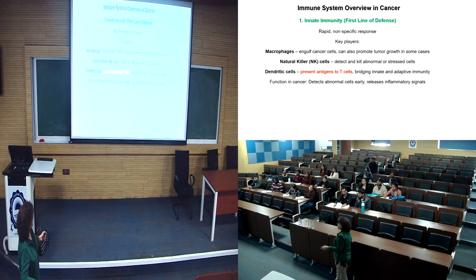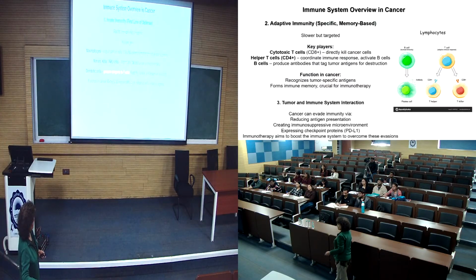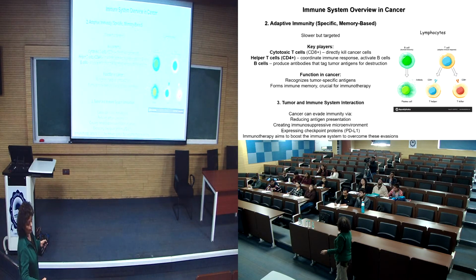Okay? So innate immunity is the first line of defense: macrophages, natural killer cells, dendritic cells, because they present antigens to T cells. They detect abnormal cells and they immediately respond. Now, adaptive immunity: cytotoxic T cells, helper T cells, B cells, right? They are the ones which will make antibodies, and that will have long-term memory.